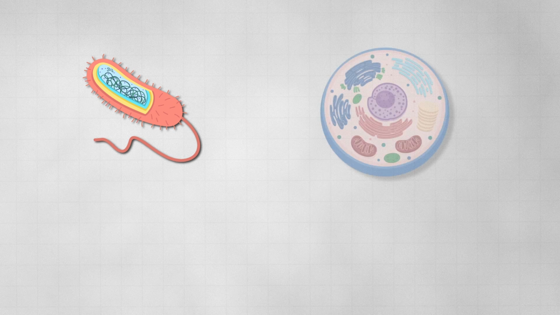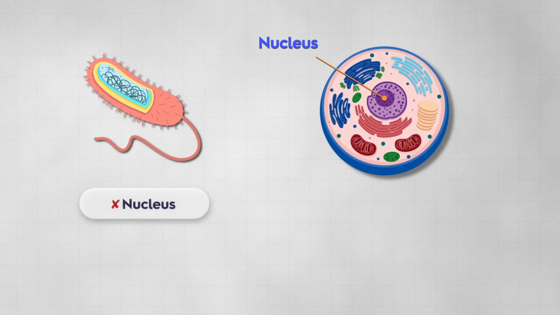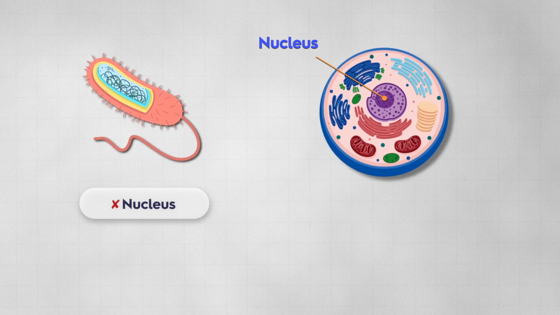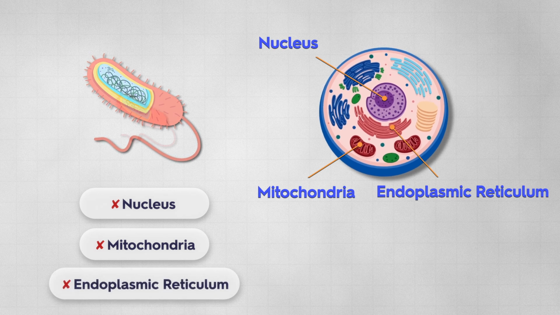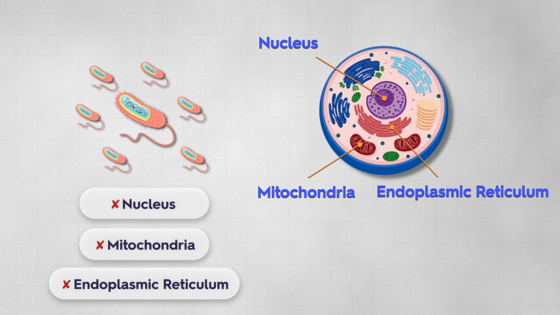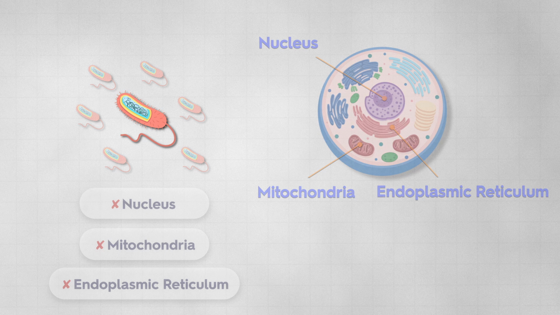Now, let's see how prokaryotes differ from eukaryotes. First, they have no nucleus, so their DNA floats in the cytoplasm. Next, they lack membrane-bound organelles like mitochondria or the endoplasmic reticulum. They're also much smaller, often 1/10 the size of eukaryotic cells, and they multiply rapidly through simple cell division, helping them adapt to changing environments.